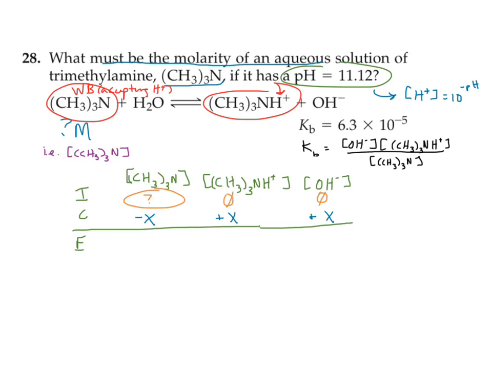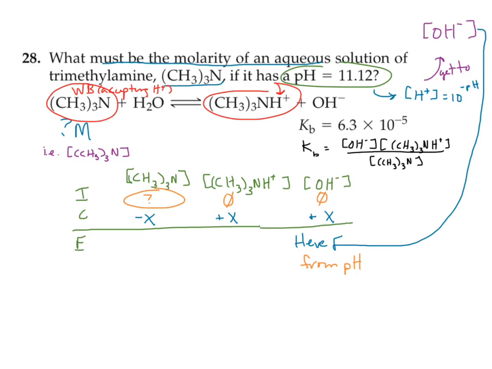So we have a negative X for our weak base, a plus X for the species with a proton on the other side, and a plus X for our hydroxide ion. The thing we want to solve for is the initial molar concentration of the weak base. I bet you're good with this. If we go back to that pH, we can get to the hydroxide ion, and that hydroxide ion is the equilibrium concentration right there. So if you got that, then you have X. Okay? So if you have X, you can plug in the real number.